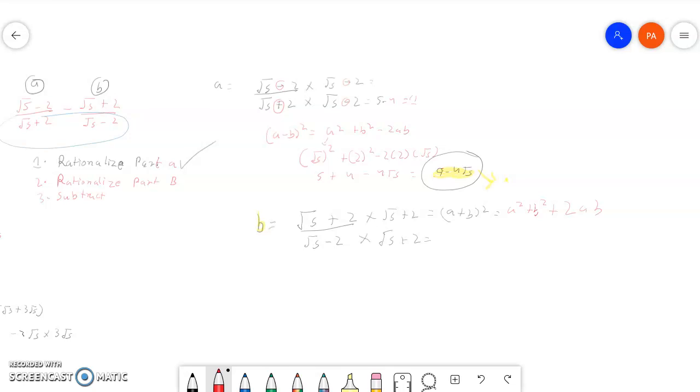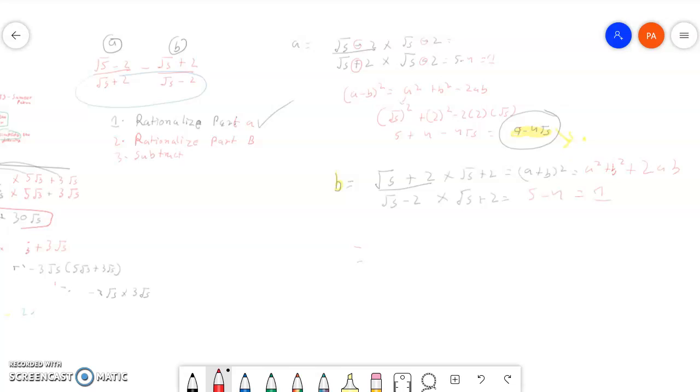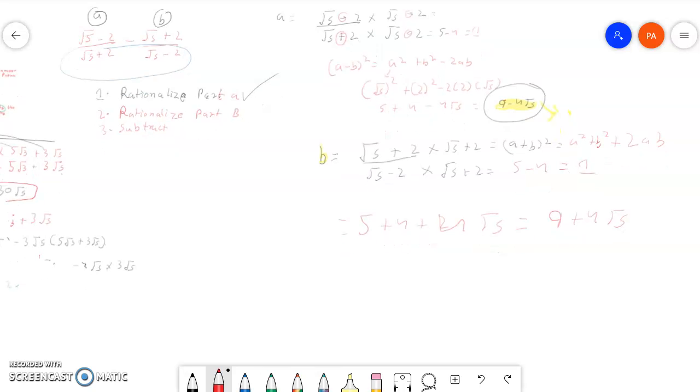And again we'll follow the same steps. 5 minus 4 will give us 1. Yes, it will give us 1. So I'll quickly end this sum. I'll get a square. Our a square will be 5, b square will be 4, and 2ab will be 4 root 5. Now our final answer will be 9 plus 4 root 5.